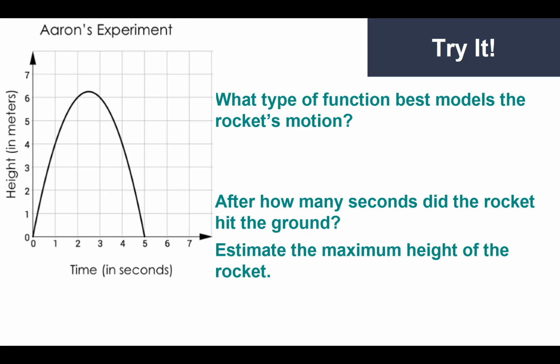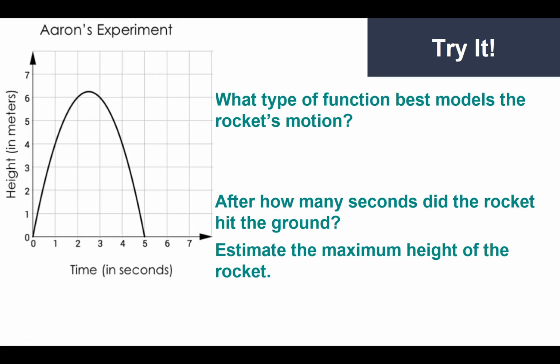Okay. All right. This one you're going to work with your table. You're going to have about 1.5 minutes to talk. You're going to look at Aaron's experiment. What type of function best fits the model of the rocket? So you're going to say, should it be a line or should it be a parabola? Talk to each other. Then you're going to say how many seconds it took to hit the ground and the maximum height of that rocket. So you have about a minute and a half. Talk to each other.